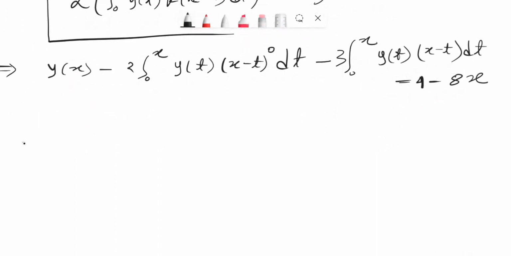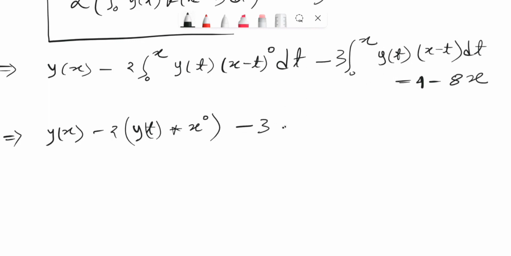Okay, so now we can write this thing here. It will be y(x) minus, this can be written using the given method. We can use the method and write it as y(t) star, this will come out x to the power 0. Okay, minus this will be 3 and this will be y(t) star, this will come out x to the power 1. So as you can see, the power is 0, so x to the power 0, and this power is 1, so this will be x to the power 1. Okay, now the remaining part, this is 4 minus 8x.